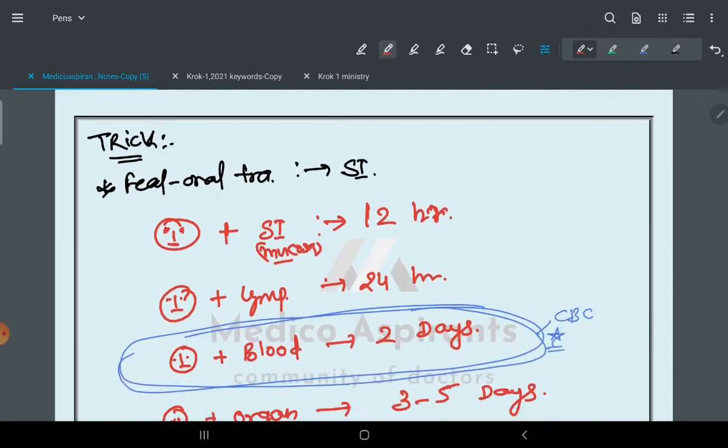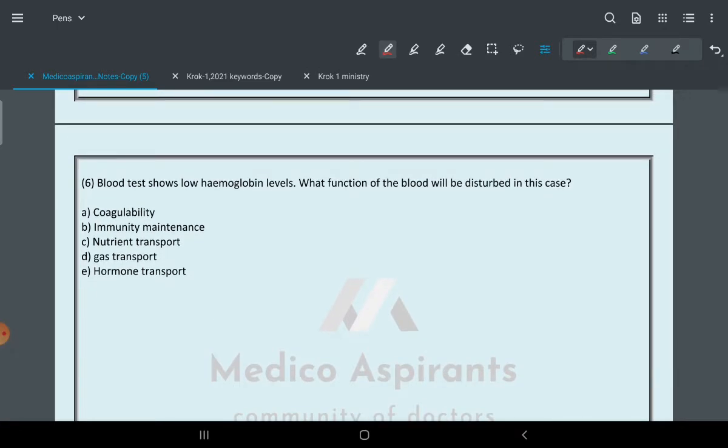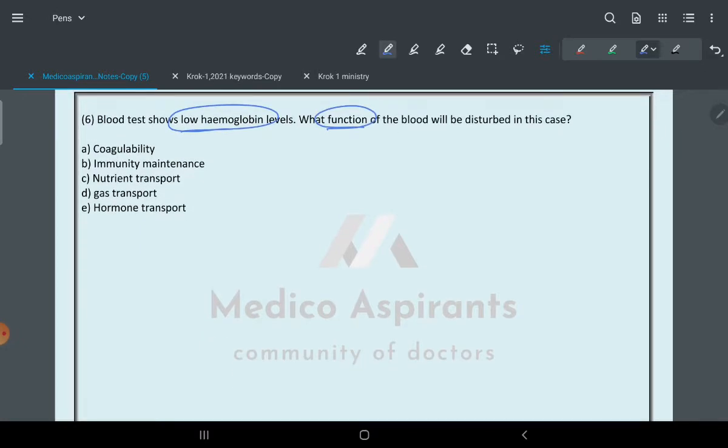Okay, now let's go to the next question. The next question says that a blood test shows a low hemoglobin level. What function of the blood will be disturbed in this case? Now, low hemoglobin content and its function. One word answer. Those who know, you are going to give the answer in one shot. But let me explain that the question is asking about low hemoglobin and its function.